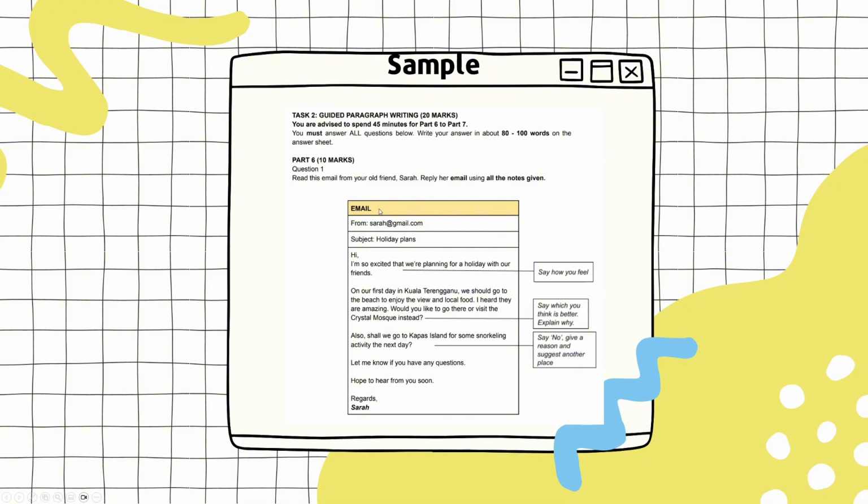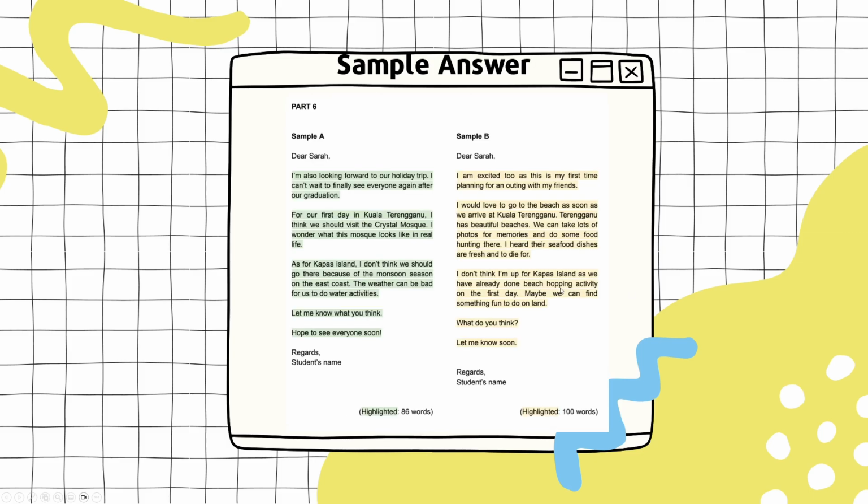So this is from Sarah. We have the subject and hi. This is the opening, the greeting, and then this is the opening paragraph, including content point 1. You have to say based on what you see, say how you feel. She said she is excited, then you reply, I'm also excited for this trip as well. These are the content points that you have to reply to. Which one do you think is better? I will give you a sample after this.